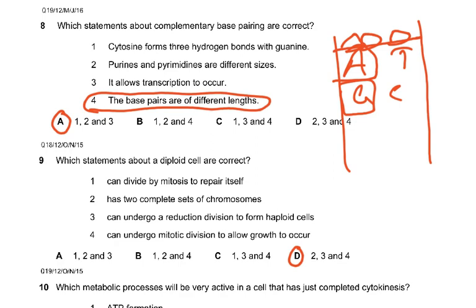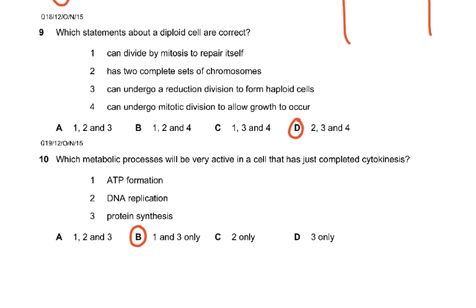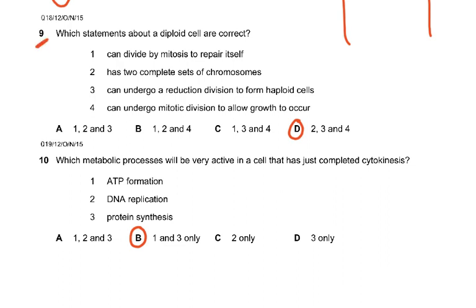Which statements about a diploid cell are correct? Question number 9. Which statements about a diploid cell are correct? Can divide by mitosis to repair itself. I always tell you that's the biggest thing that I do all the time. Cell cannot repair itself. Yes, tissues repair.